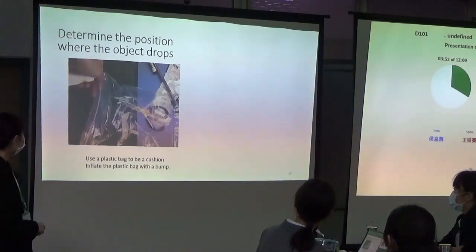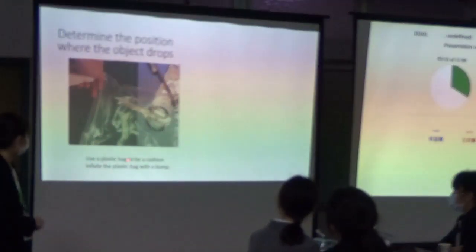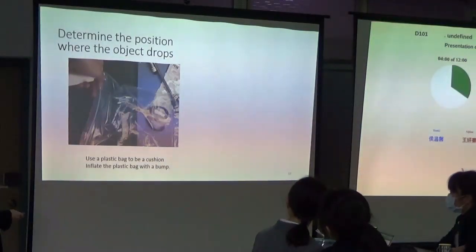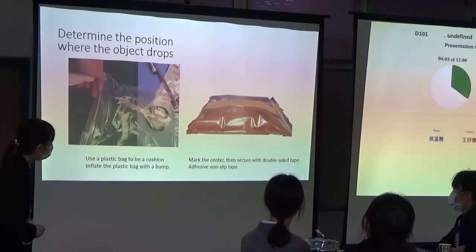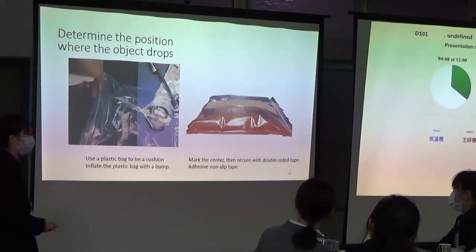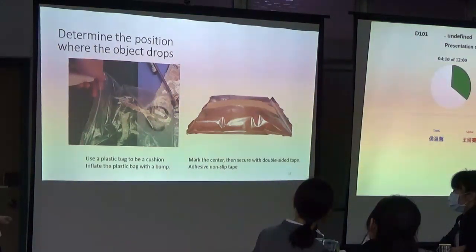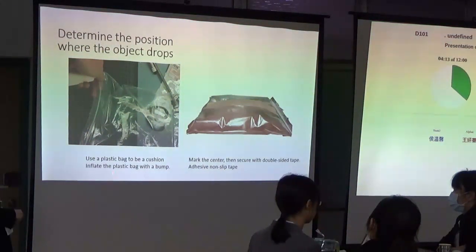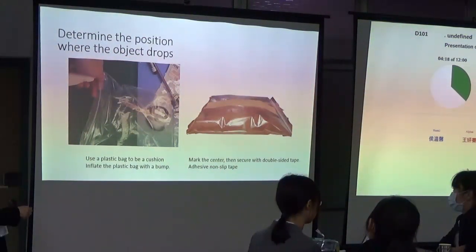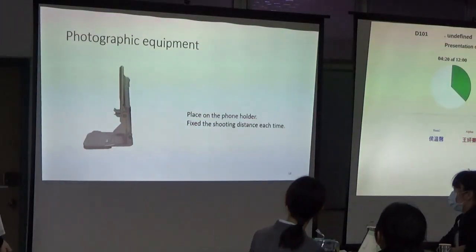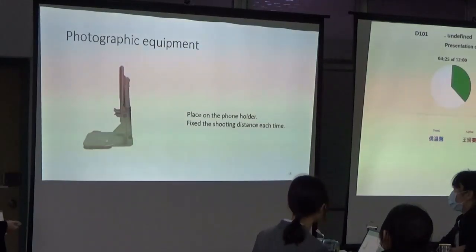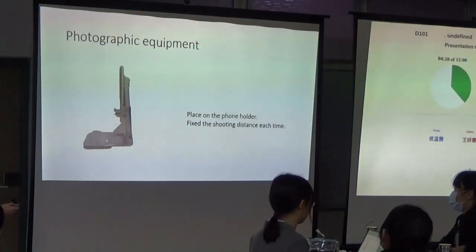And next, we use a plastic bag as a cushion, and we press the plastic bag with a pump. And mark the center, then secure with double-sided tape. And also, because I don't want any movement of the cushion, I also secure non-stick tape onto the cushion. And this is my photography equipment. I press in the phone holder and fix the shooting distance each time.